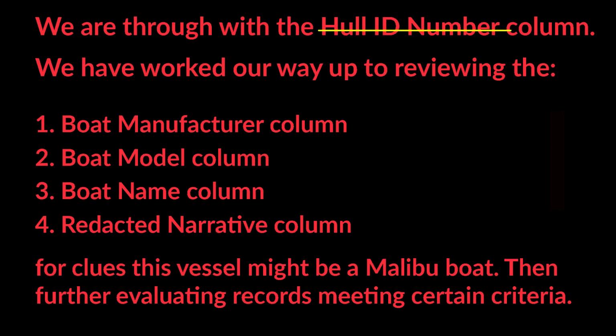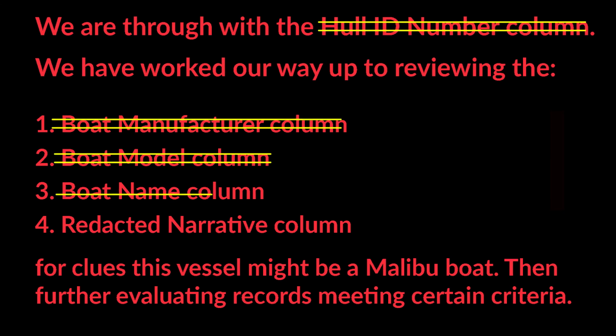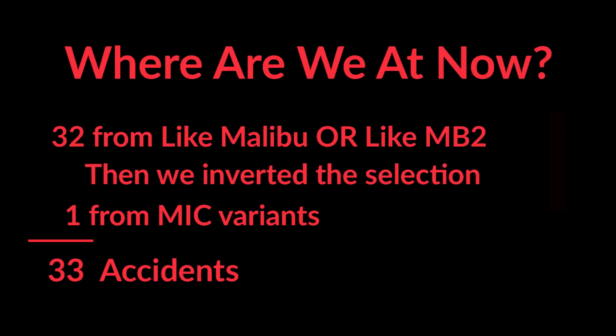We've completed our work with the hull ID number column, with the boat manufacturer column, the boat model column, the boat name column, and the redacted narrative column. Where are we at now? We've used a different way to complete our search of the 2018 public BARD for Malibu boat accidents and identify a total of 33 accidents. Our earlier quick running of the steps we demonstrated in our Boat Builder episode Part 3, but using our different way approach, found no additional accidents.